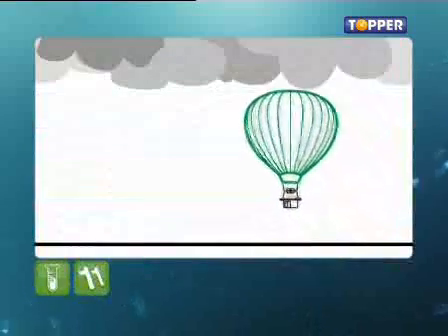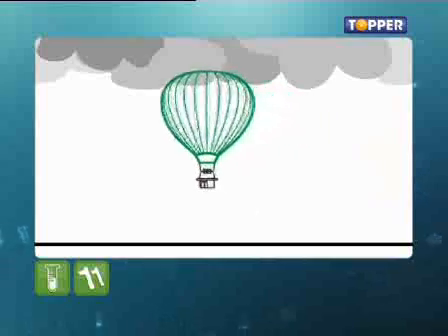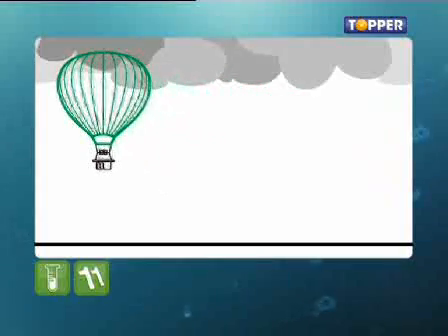Now that we have studied the pressure-volume relationship, let's look at the relationship between temperature and volume. But before that, let me ask you something. When I was a kid, I was fascinated by hot air balloons. Have you ever wondered what makes them rise?